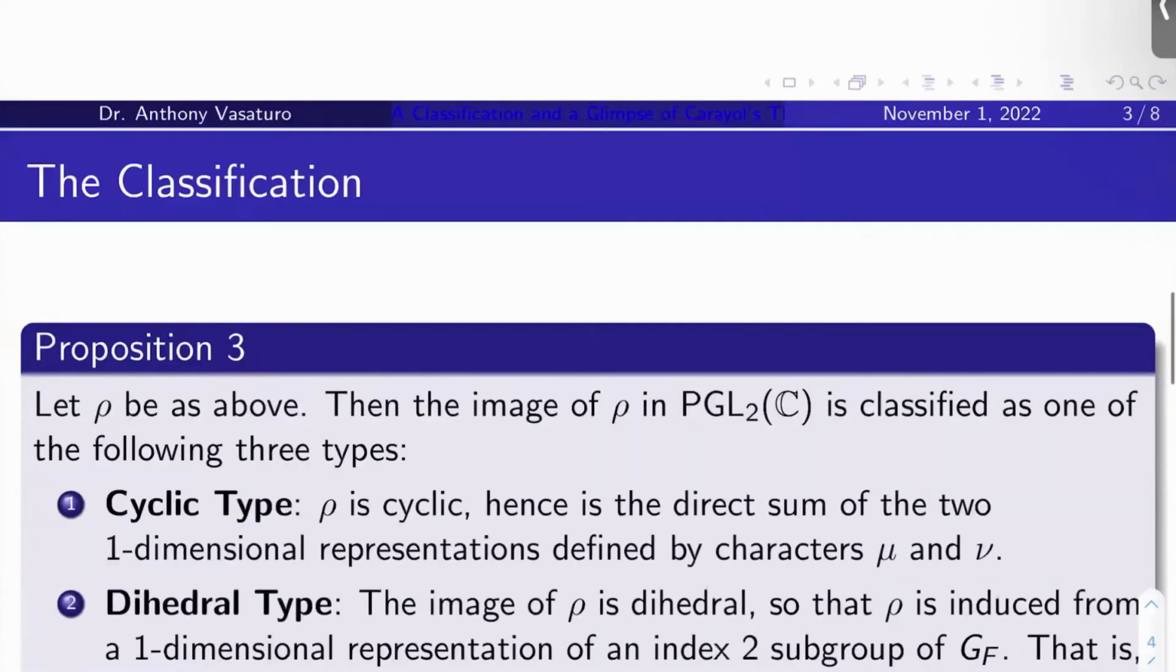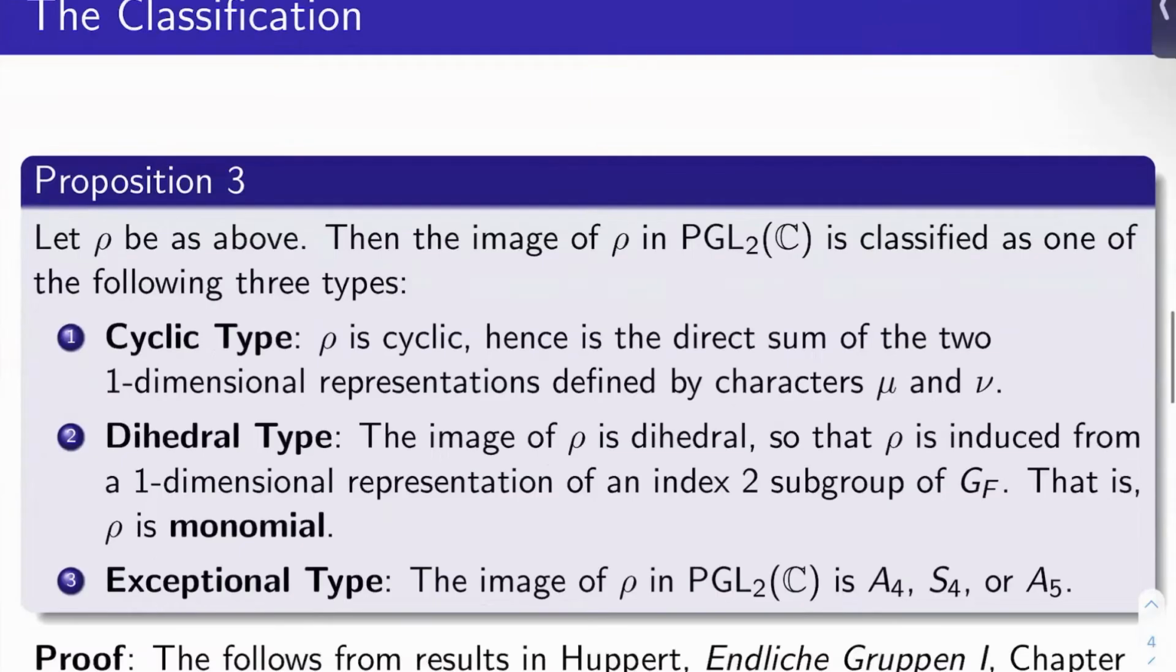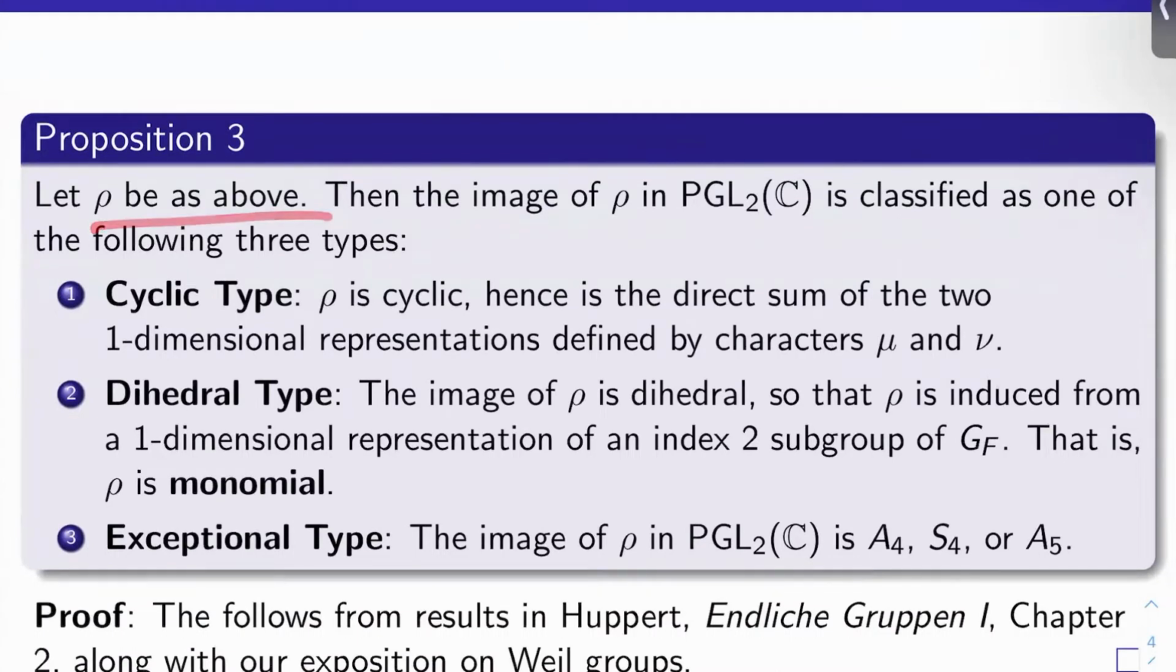Okay, so what is this classification? Proposition 3: let rho be as above. So it's a representation from the Weil group of a number field F to GL2 of C. The image of rho in PGL2 of C is classified as one of the following three types. It's either cyclic type, which means rho is cyclic, which implies that it can be given by the direct sum of two one-dimensional representations. One-dimensional representations are characters, so we'll call them mu and nu.